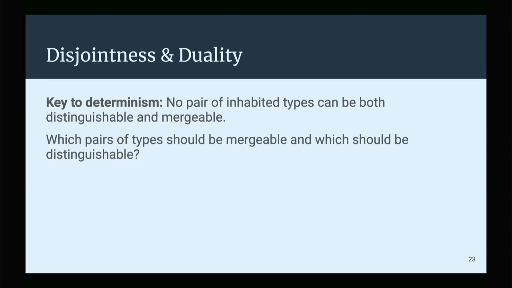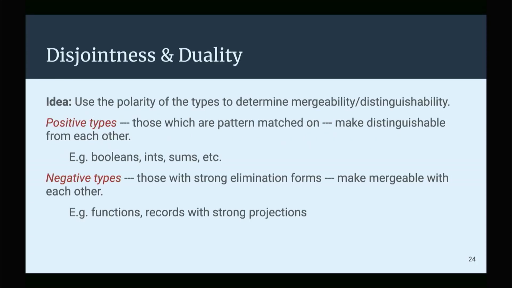So that means that we have design decisions to make. Which pairs of types should be mergeable and which should be distinguishable? Well, for this, we look to ideas from polarized type theory. It turns out we can use the polarity of the type to determine whether they are naturally mergeable or distinguishable from each other. So positive types are those that are easily pattern matched on, things like booleans, integers, and sums.